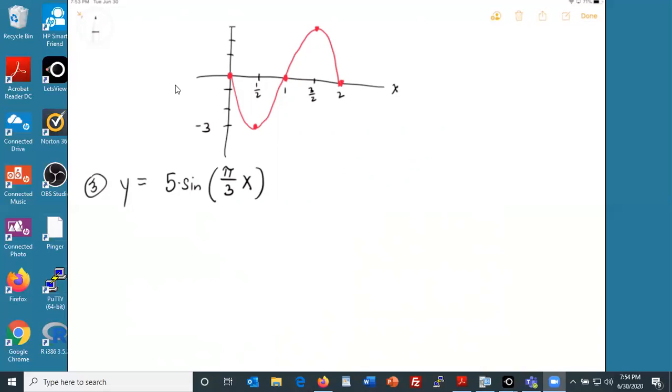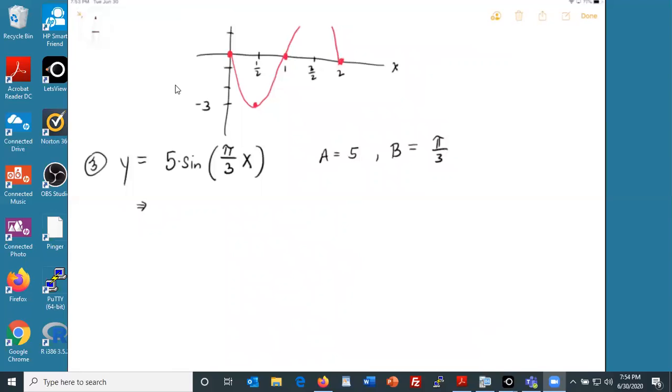So we're going to do the same thing. We're going to find the key points and plot. So in order to do that, first you have to tell me what a and b are. You need those numbers. All right? So 5 and pi over 3 would be a and b. Remember, x is your variable. That's not a number, so you don't write that down.